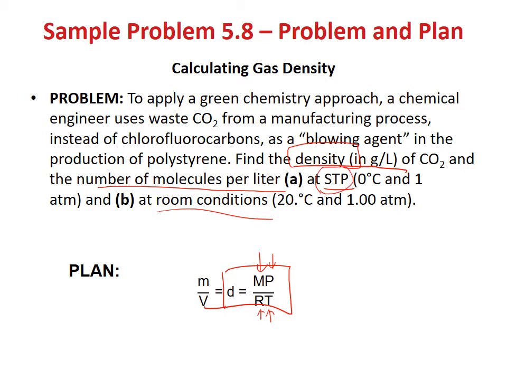Standard temperature and pressure means 0 degrees, 1 atmosphere. 0 degrees should be changed to Kelvin, and then we plug in temperature, pressure, and the molar mass, which can be calculated for CO2. So we can calculate the density in gram per liter. To calculate the number of molecules per liter, we first convert grams to moles, and then from moles to number of molecules.